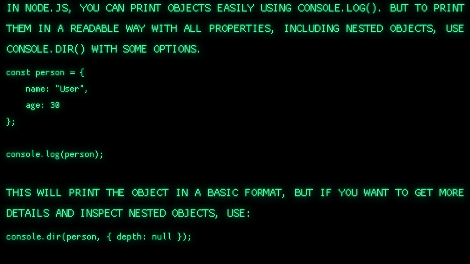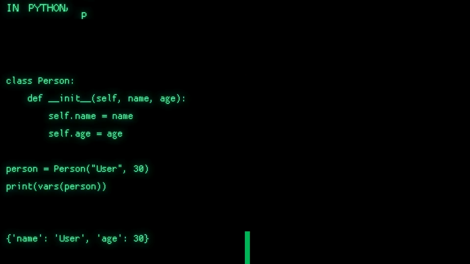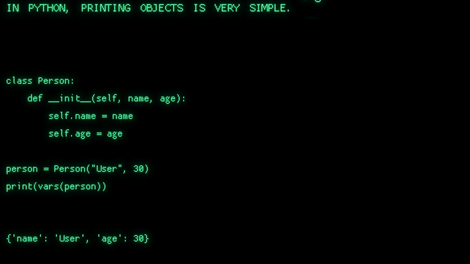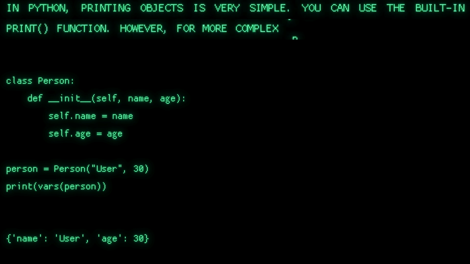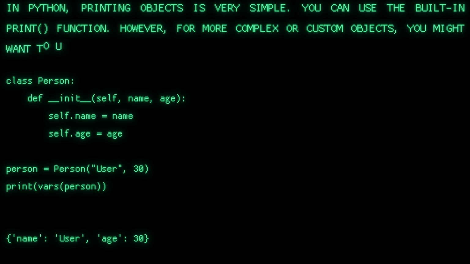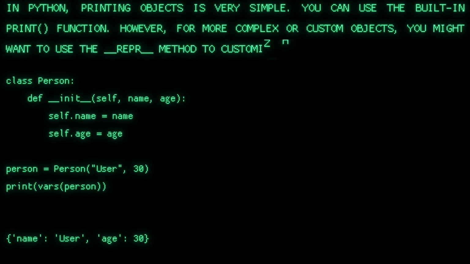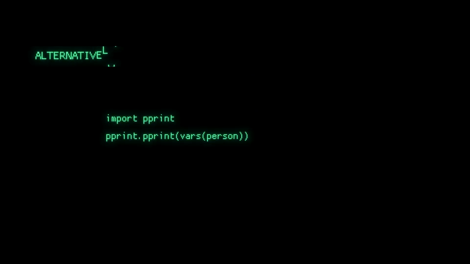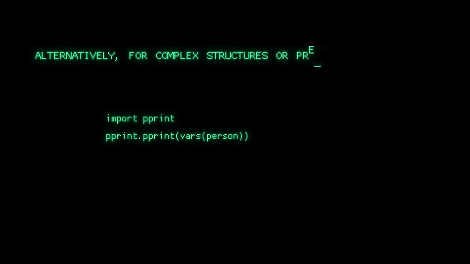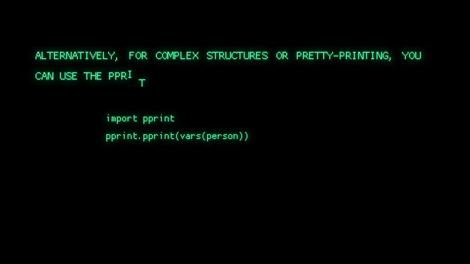objects, use the following. In Python, printing objects is very simple. You can use the built-in print function. However, for more complex or custom objects, you might want to use the __repr__ method to customize how the object is printed. This will print the following. Alternatively, for complex structures or pretty printing, you can use the pprint module.